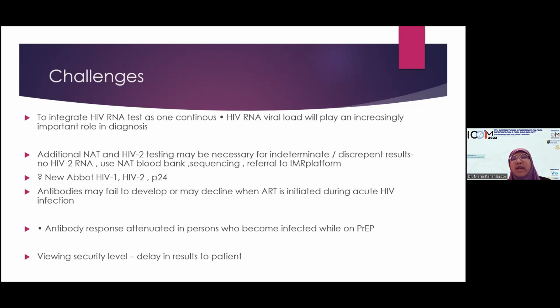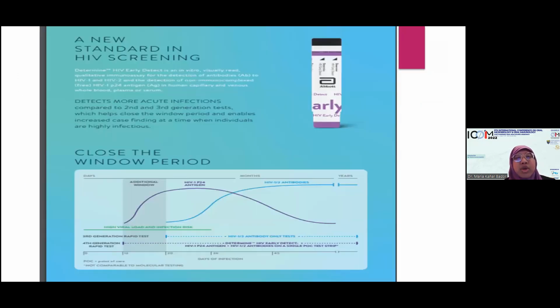Antibodies may also fail to develop or may decline when ART is initiated during acute HIV infection. And now with PrEP, there could be an antibody attenuated response. The last one I put in because I wasn't 100% sure what the viewing security level of the clinicians is, whether there are any issues and who can see the results. We had some recent cases where I wasn't quite sure who actually saw the results. So maybe this is something that may have to be discussed with clinicians who are actively involved in HIV testing.